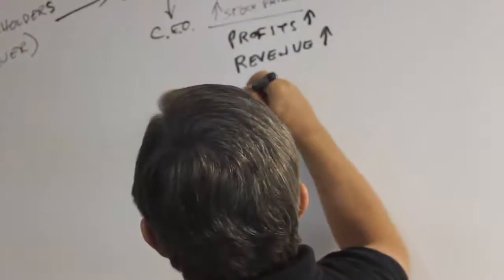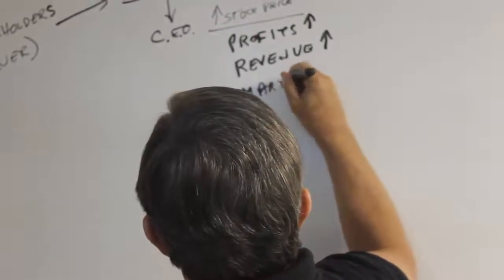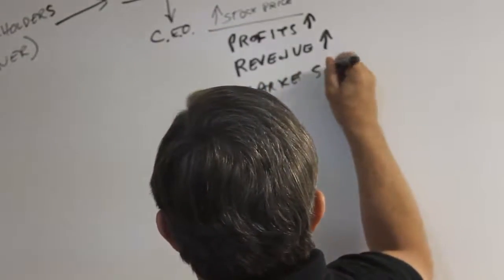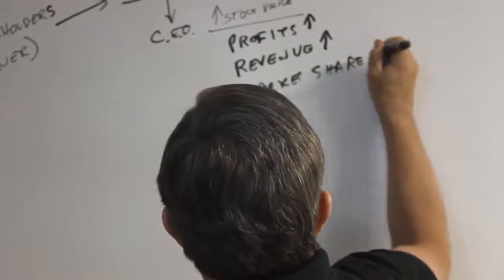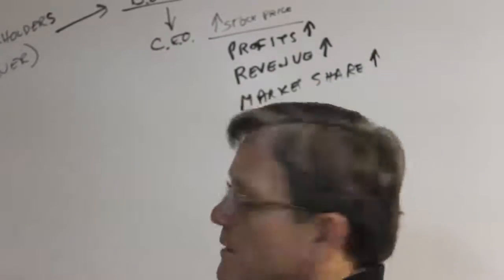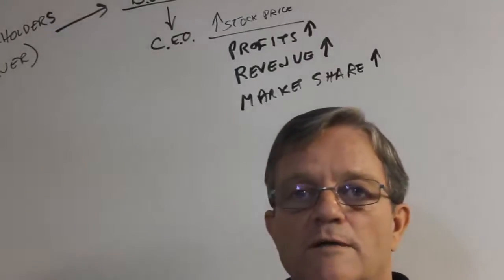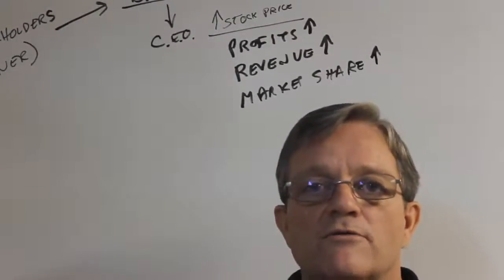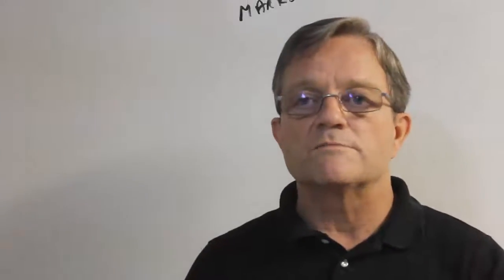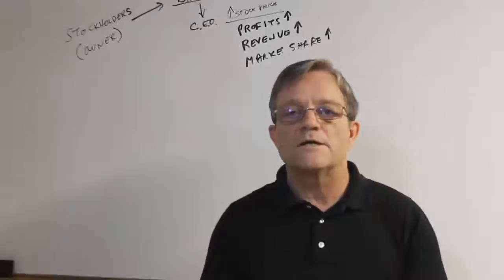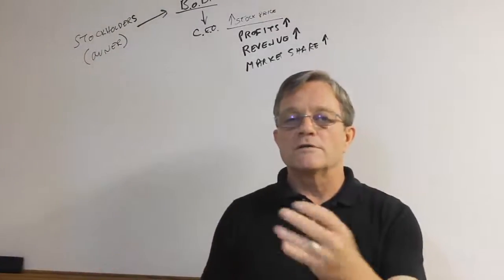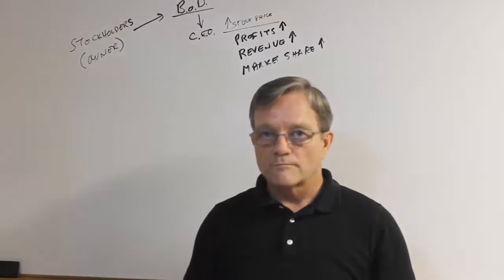Now, along this line, revenues aren't going to go up for long unless you can do something about market share. So he also needs to be able to say, we're expecting that our market share is going to be increasing. And preferably what he's talking about is a track record. So over the last 12 months, we've seen profits increase by this much, we've seen revenue go up by this much, and we've seen our market share increase by so much.